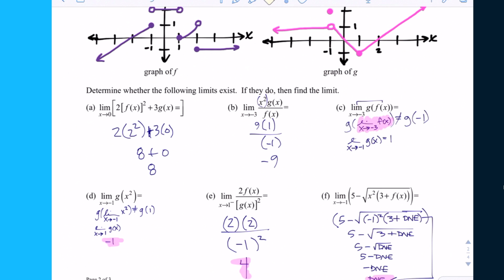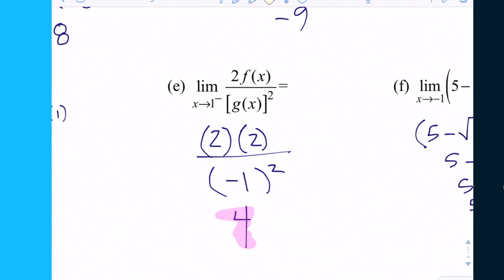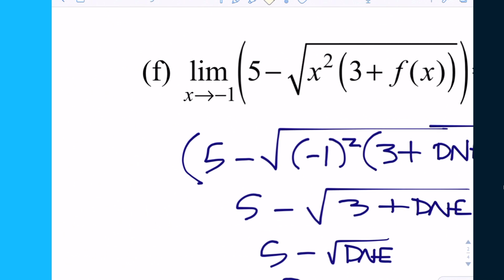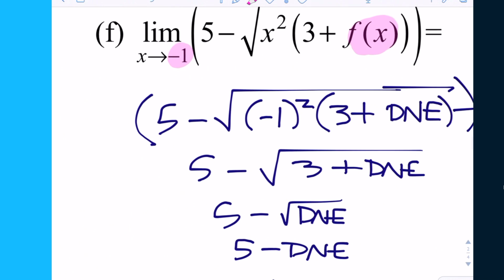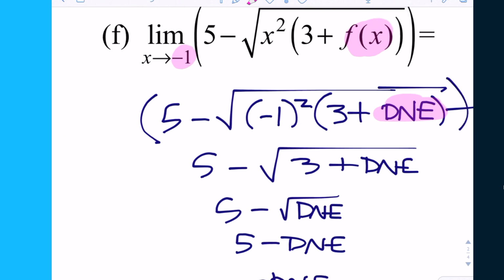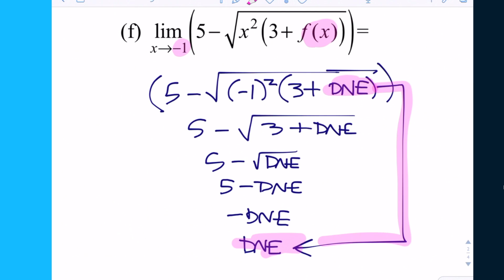So another composition. And then the next two are not composition. This one's pretty straightforward. You're approaching one from the left. So it's 2 times 2 over negative 1 quantity squared. So just make sure you have parentheses in place. You don't want to end up with the wrong type of 4. And on this one here, it's the general limit. And because f of x has a jump at negative 1, you hit D and E. And once you hit D and E there, you don't have to keep going doing everything I did. You just go right to D and E for the answer.